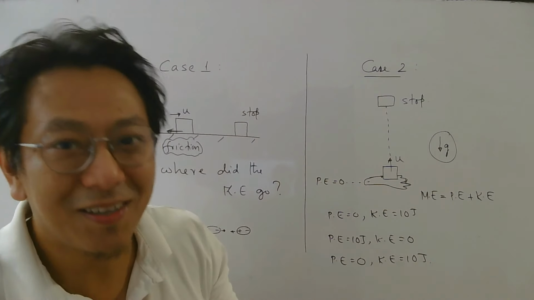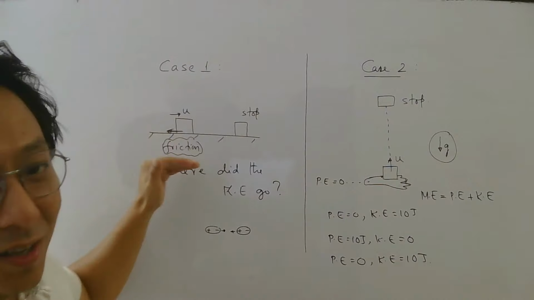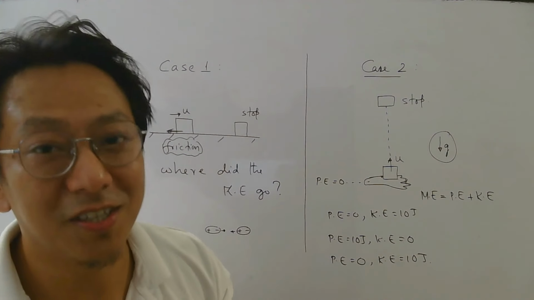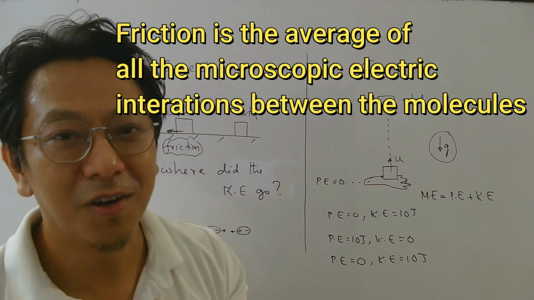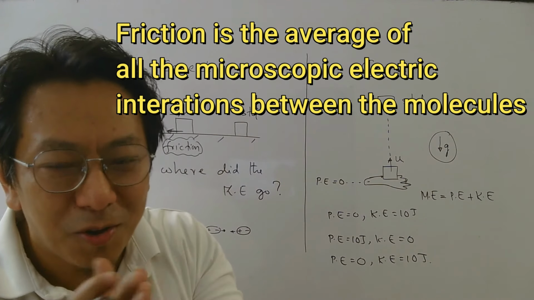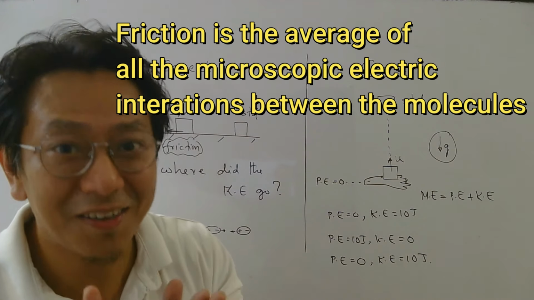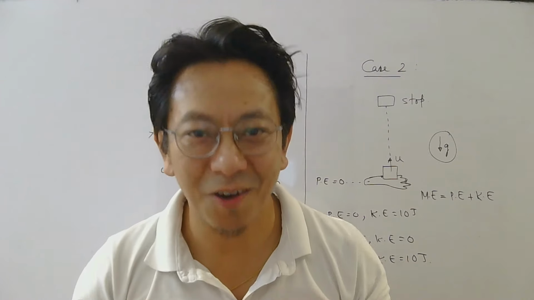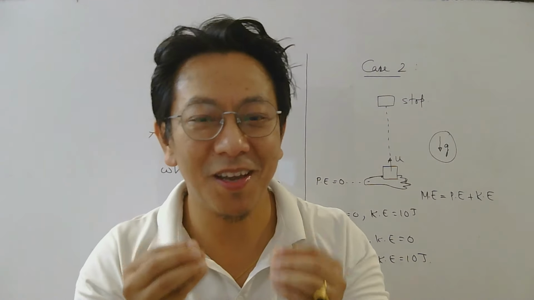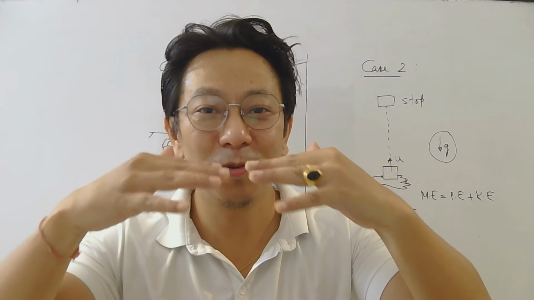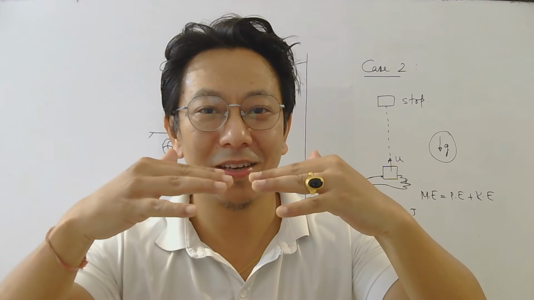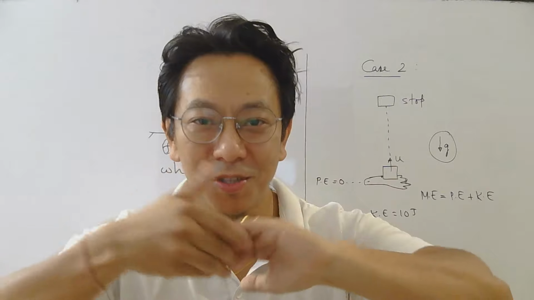And it is this interaction between the molecules which gives rise to friction. So friction is like the statistical average of all these microscopic electrical interactions. Now to understand this in a simple way, think you and your friends are standing in two lines facing each other, and I ask you guys to shake hands.